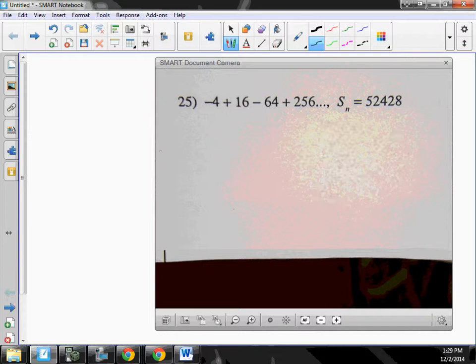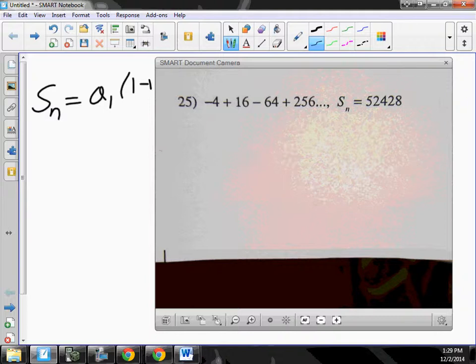The formula is more complicated, but it's much easier to use because in the arithmetic formula, we needed to know the first term and the last term, and sometimes finding the last term was a lot of work. But the geometric series formula does not need a sub n. All you need is the first term, the common ratio, and the number of terms, and then you can calculate it. So the formula is this: S sub n equals a sub 1 times 1 minus r to the n over 1 minus r.